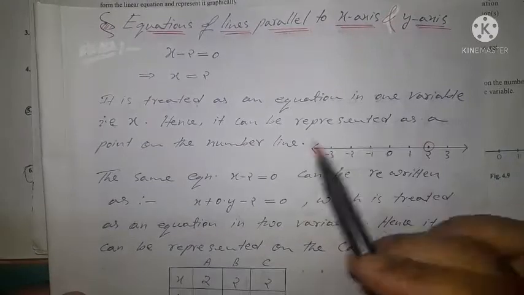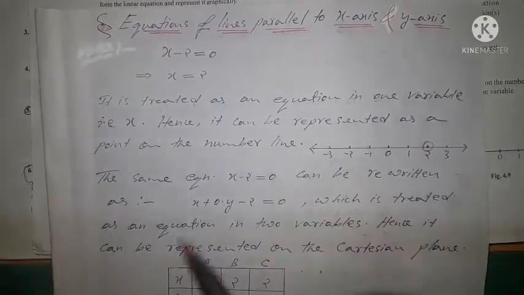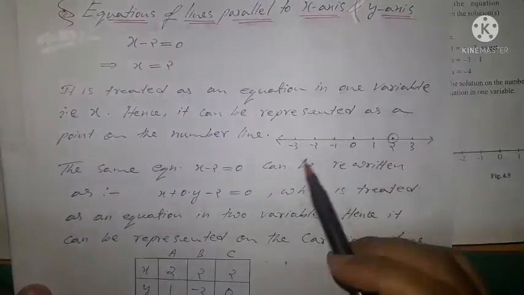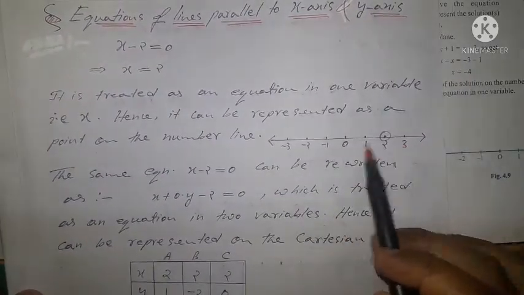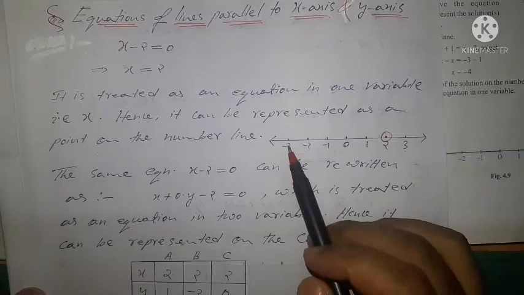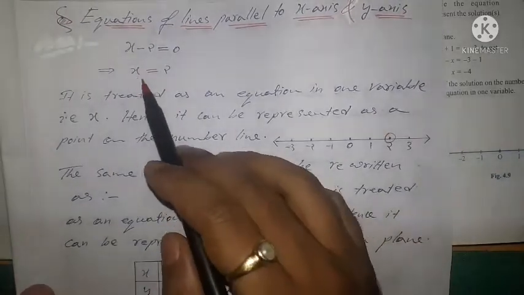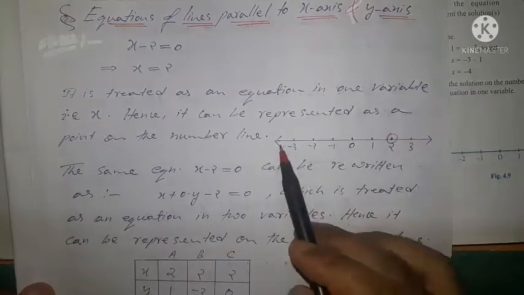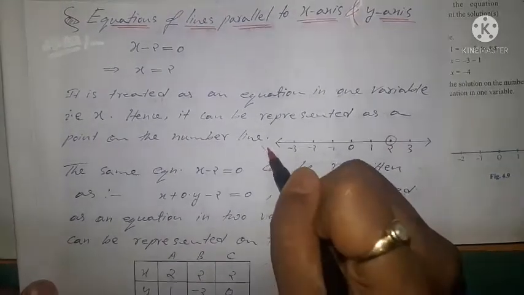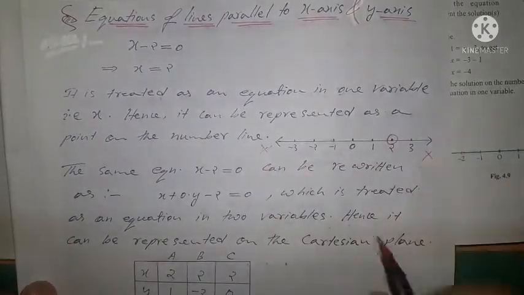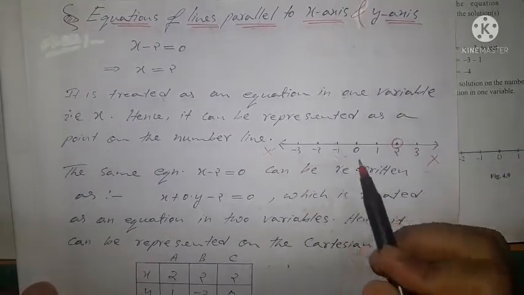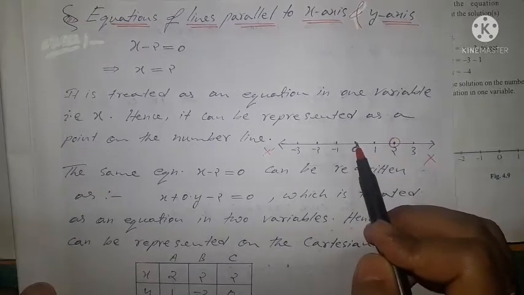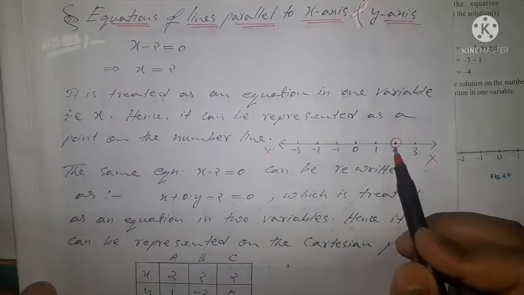Hence it can be represented as a point on the number line. This one we can represent directly on a number line. So this is the number line, that means actually this is the x-axis, since only the value of x is given and the y-axis is not there. We can write it as x'x. And on this number line, we can directly represent the point 2, that is from 0, 1, 2. So this is the point 2.